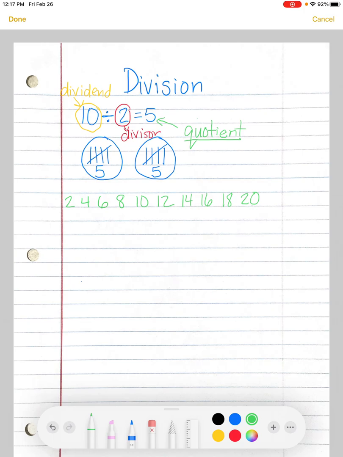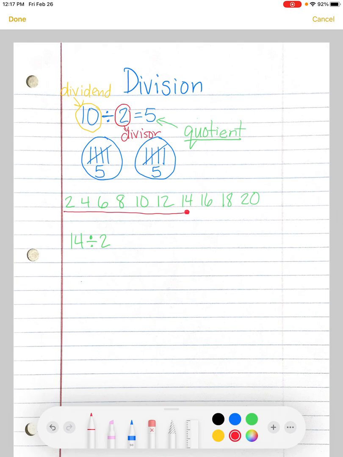Our first problem we're going to try is going to be 14 divided by 2. The number right here always tells you which skip counting pattern you're using. So this says I need to write my 2's or think about my 2's. So we're going to do just that. I'm going to look in my 2's until I find a 14. That's the number I'm looking for. So as I look, boom, there's my 14.